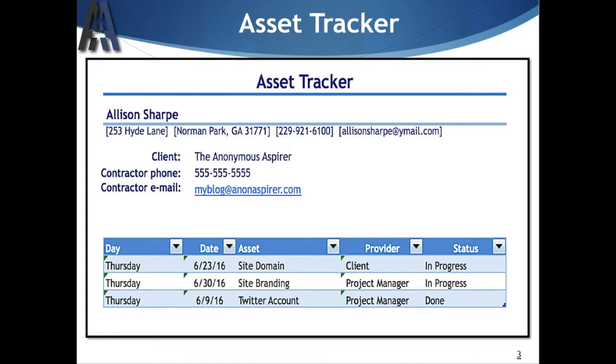So here we have the asset tracker. Basically, the asset tracker is a display of each asset, the person responsible for providing this asset, the status, as well as the due date for it. So take for example down here, the first asset we have is the site domain. The client will be responsible for this. Currently it's in progress because the due date is on Thursday, June the 23rd of 2016.